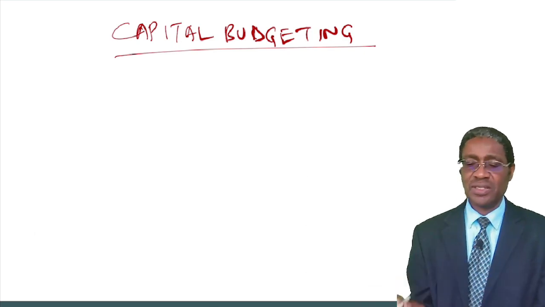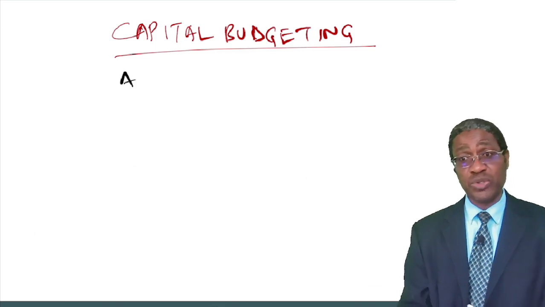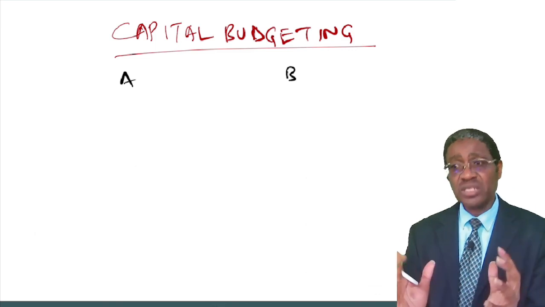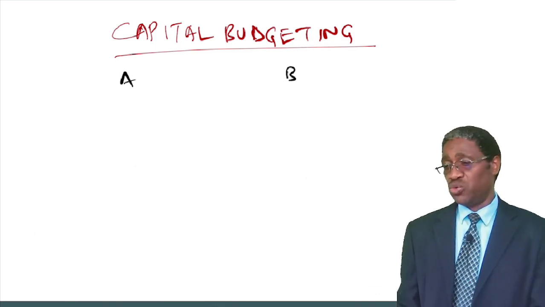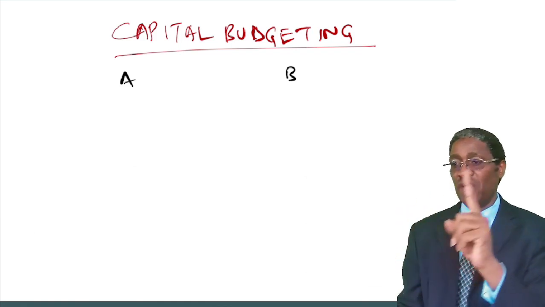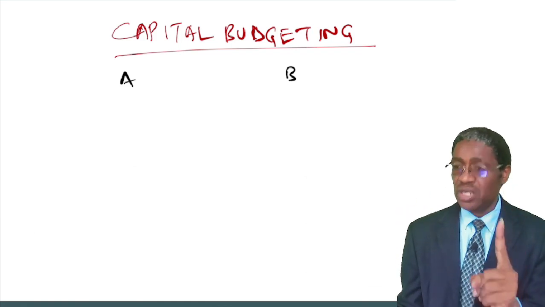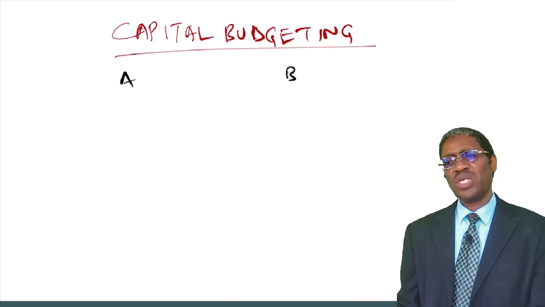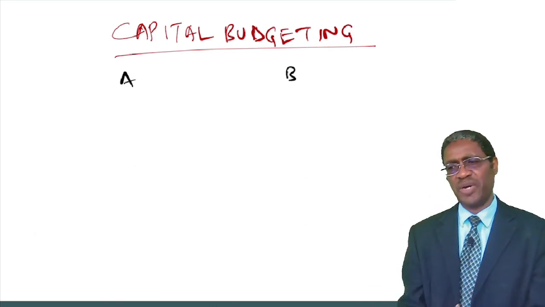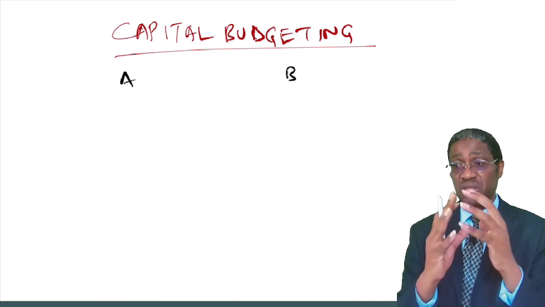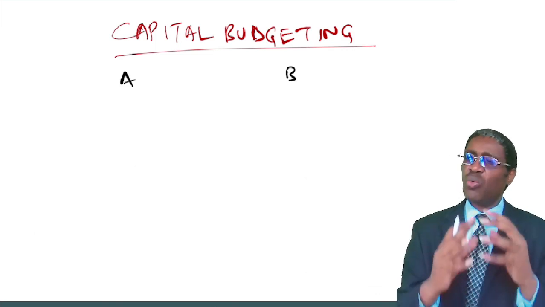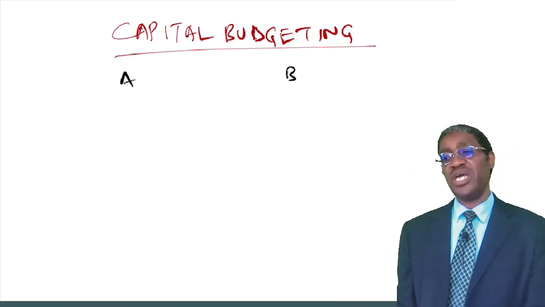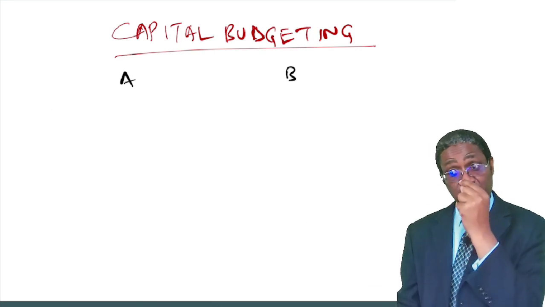Okay? So you have either to invest the money in project A or you invest the money in project B. We are assuming your resources are not enough to invest in both. So you have to choose either to invest in project A or to invest in project B. So we want to look at what are some of the techniques that as a company you can use to evaluate these projects so that you know where will you invest. Will you invest your funds in project A or will you invest your funds in project B?